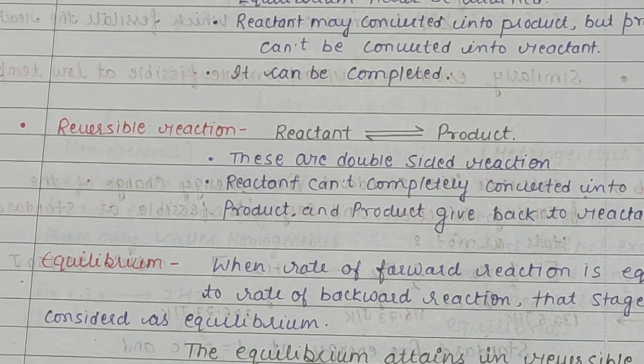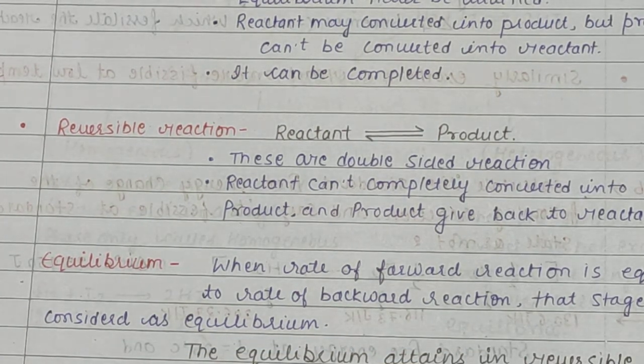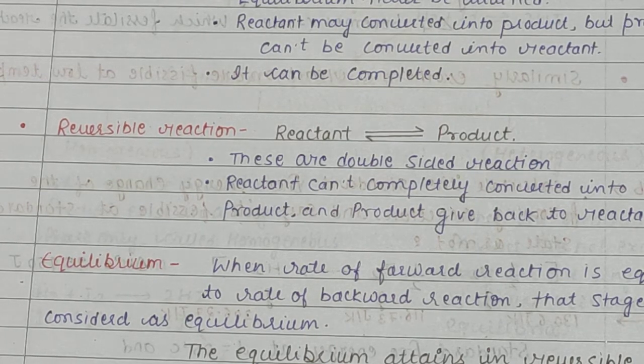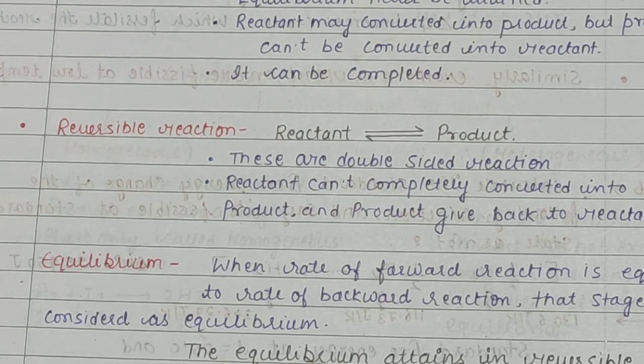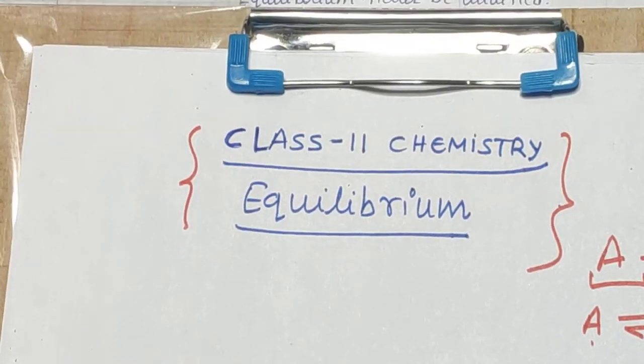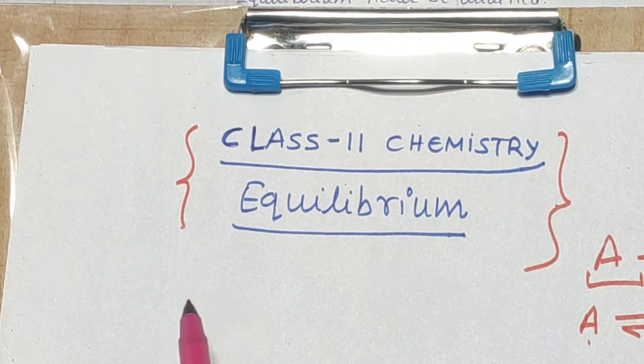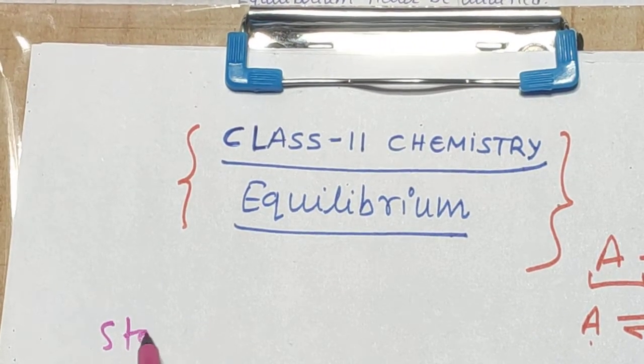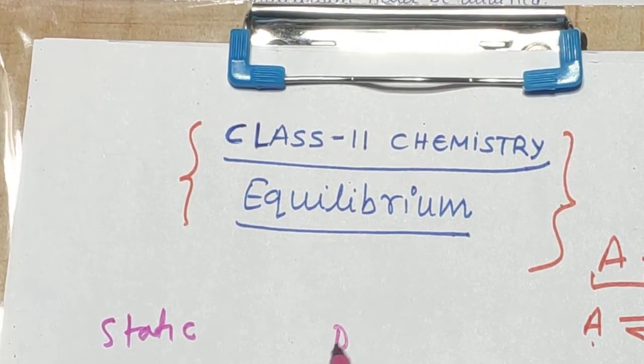When the rate of the forward reaction is equal to the rate of the backward reaction, that stage is considered as equilibrium. The equilibrium attained in a reversible reaction is called dynamic. Basically we have two types of equilibrium, student. One is static equilibrium and one is dynamic equilibrium.